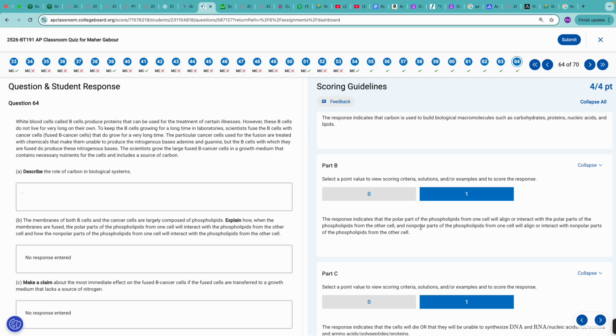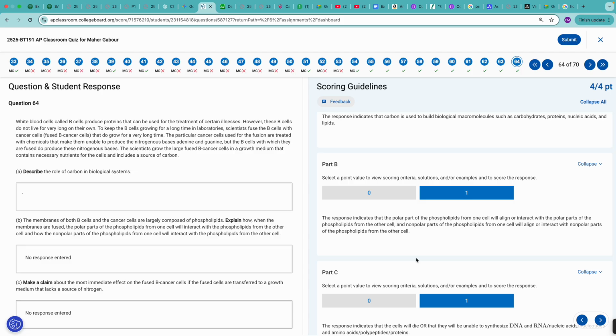So the response indicates that the polar part of phospholipids from one cell will align and interact with the polar parts of the phospholipids from the other cell. Non-polar parts of the phospholipids from one cell will align and interact with the non-polar parts of the phospholipids from the other cell. Just like how we know that the non-polar parts of anything interact with the non-polar parts of anything else, the polar parts of anything will interact with the polar parts of anything else.